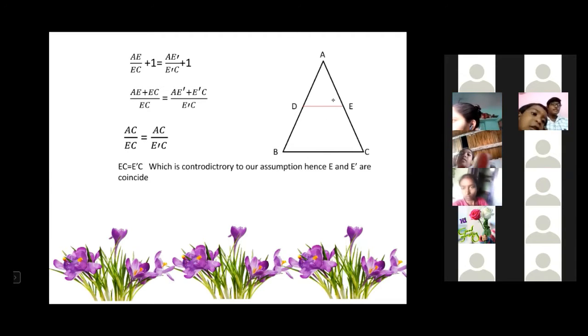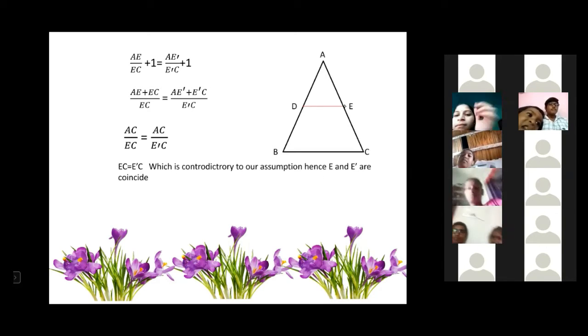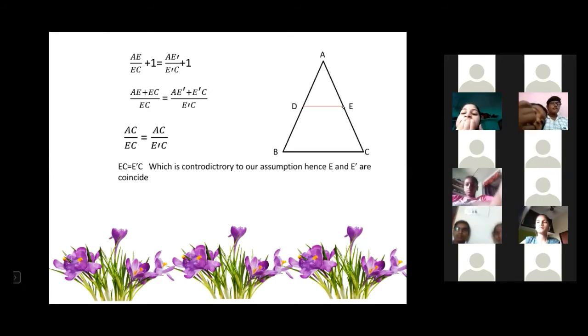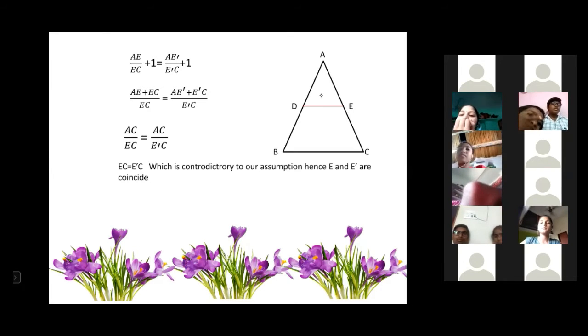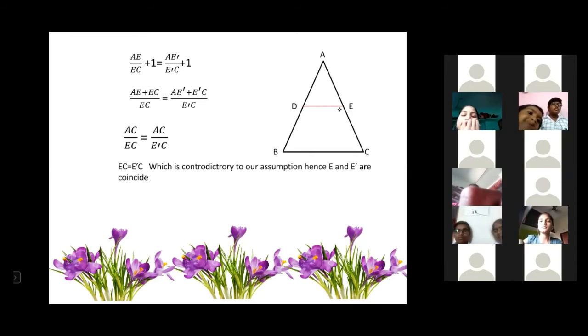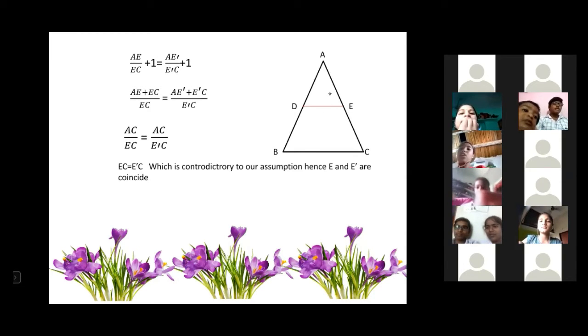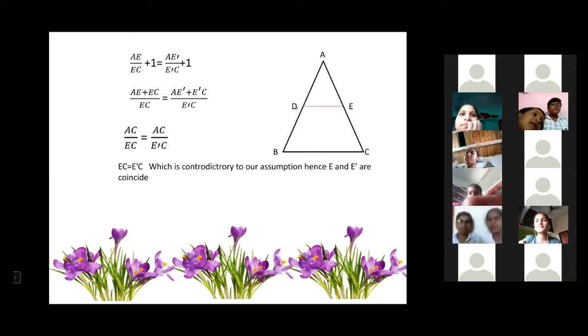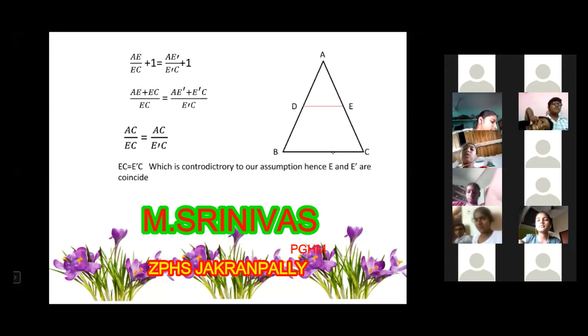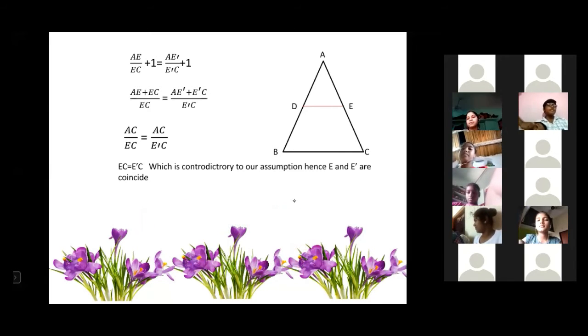Understood this? Yes, sir. EC and E dash C being equal means what? E and E dash coincide. E and E dash coincide means DE and DE dash are not separate; DE and DE dash are the same. DE dash is parallel, so automatically DE is also parallel. So we proved that DE is parallel to BC. This is the converse of the Thales theorem. Clear? These are the two theorems.